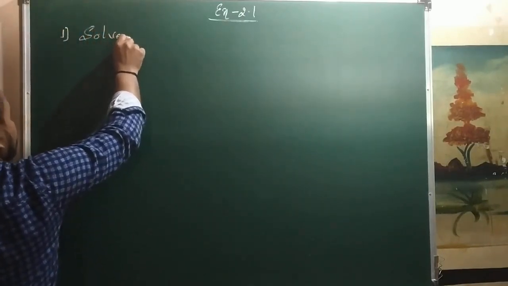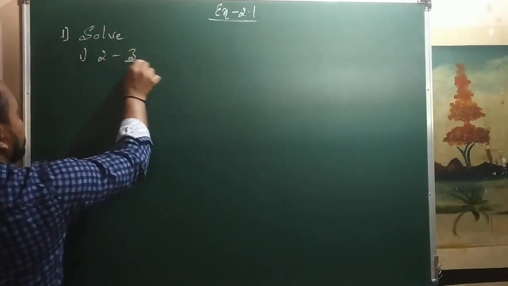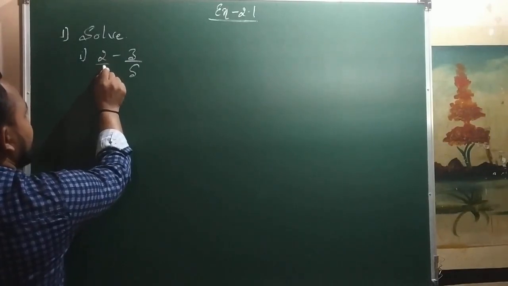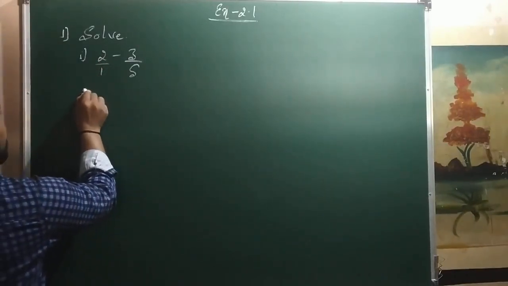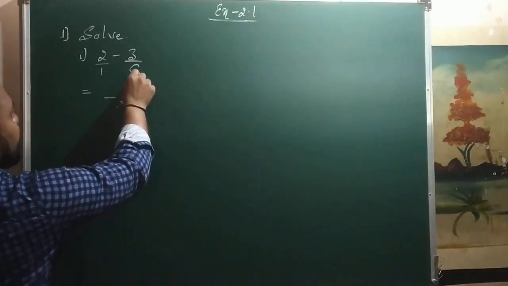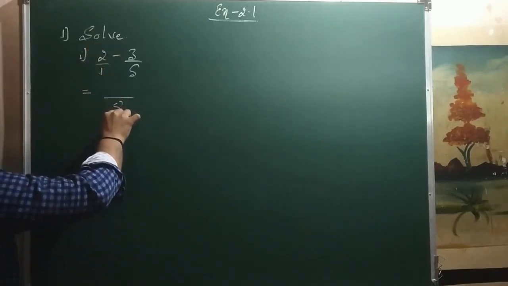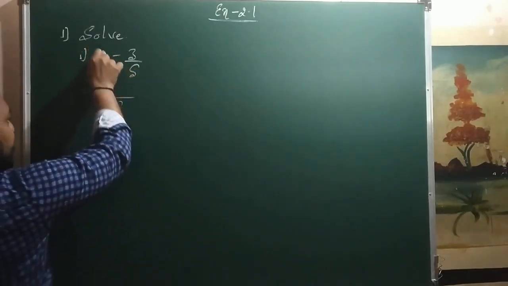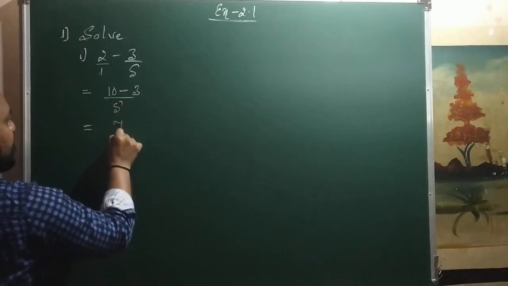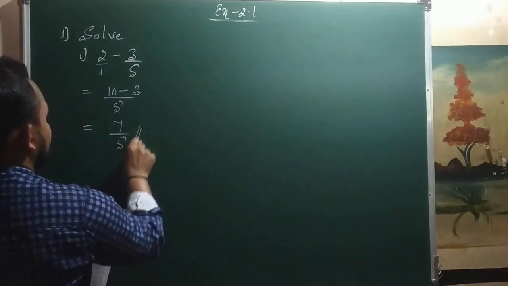Solve 2 minus 3 by 5. When there is no number, that means 1. So 2 by 1. Take the LCM of 5 and 1, which is 5. 1 into 5 is 5. So 5 twos are 10, 3 ones are 3. Here 10 minus 3 is 7 by 5. Okay, the next one.